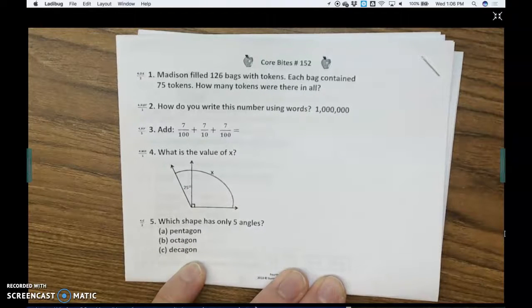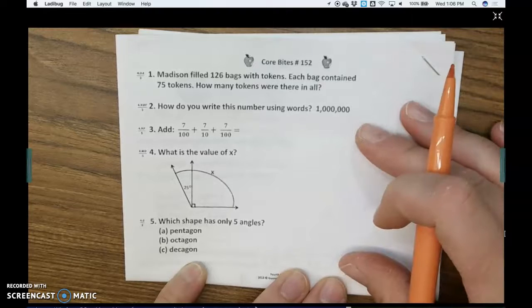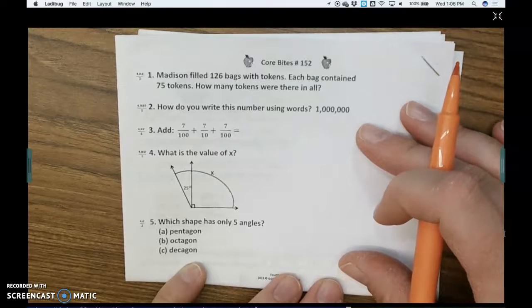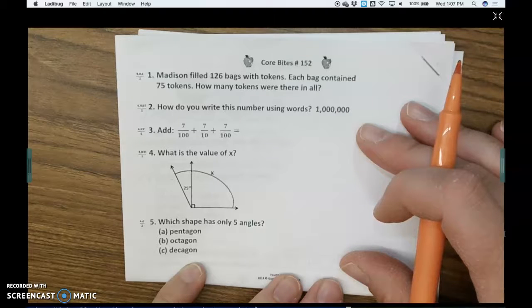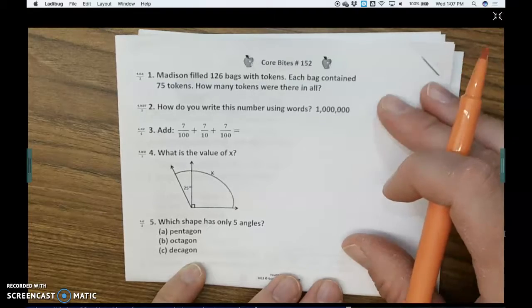The first one says Madison filled 126 bags with tokens. Each bag contained 75 tokens. How many tokens were there in all? Now guys, think about that for a minute. She fills each bag with 75 tokens, and she does that for 126 bags. That is going to be a lot of tokens that she had to have for that.